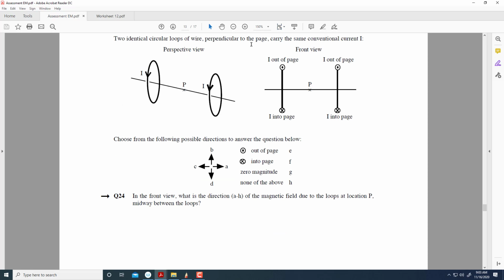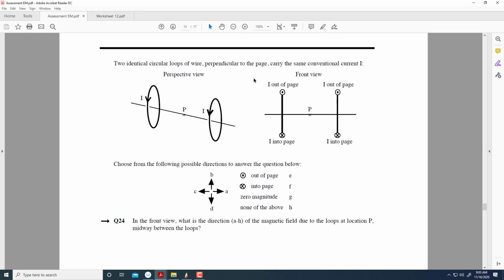Let's look at this question to find out the direction of the magnetic field at P. You have two loops and the current is shown. So each of the loops will produce a magnetic field, and we want to know what the magnetic field is at point P.